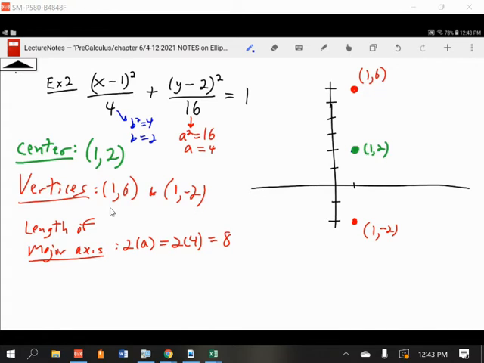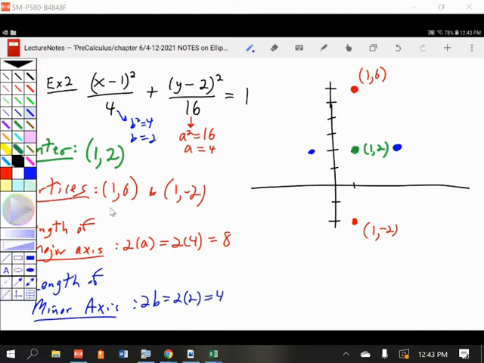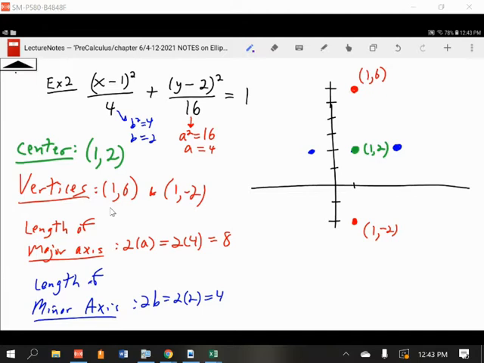So I go 2 units to the left. I go 2 units to the right. So the endpoints of the minor axis, those blue dots, they don't have names. They're not called vertices, because it's the minor axis. We don't really care. It's kind of sad, but that's life, right? What's the length of the minor axis? It is 2b, which is 4. So how do I graph my ellipse? You connect those 4 dots as best you can.